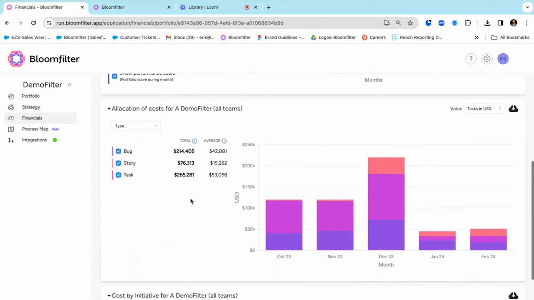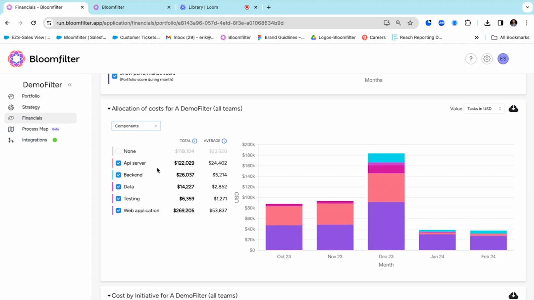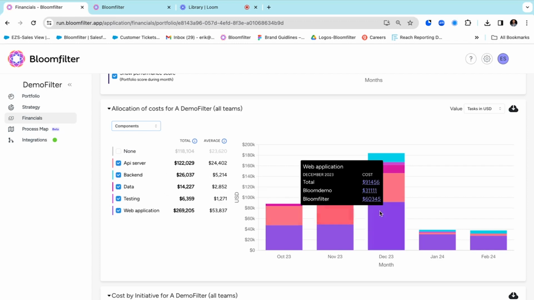The other thing that we can do is understand how is that money being spent in dollars and cents within our organization. So if we want to understand how it is being used across different types, in this case bug stories or tasks, we have customers that use this to look at build versus run versus maintain. Or they might look at different components of the application to understand how they are allocating their resources across different parts. This allows you to understand what's happening, where it's being spent.